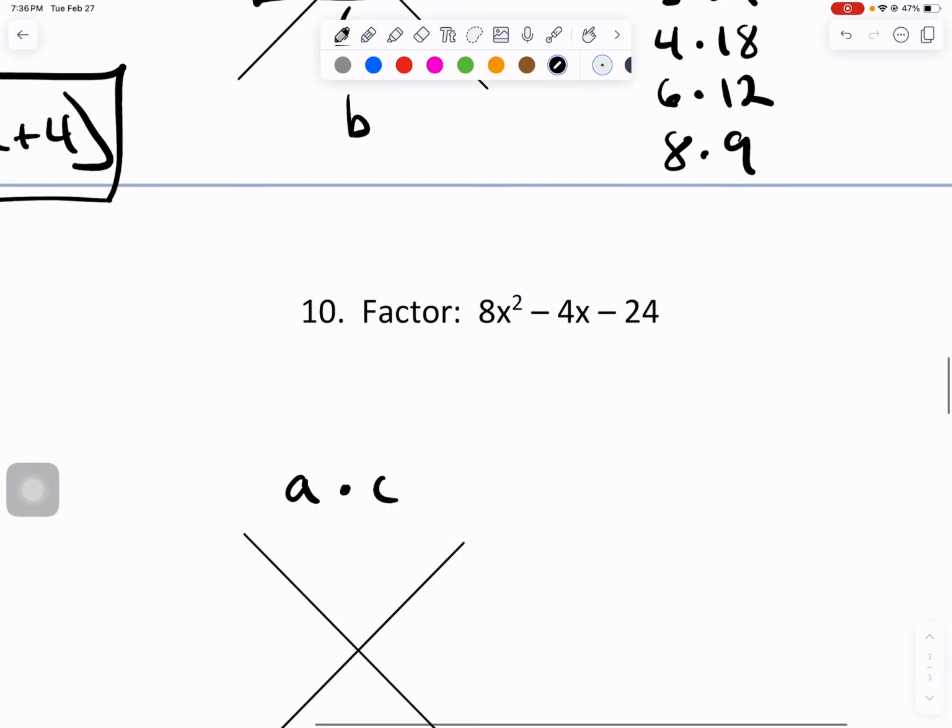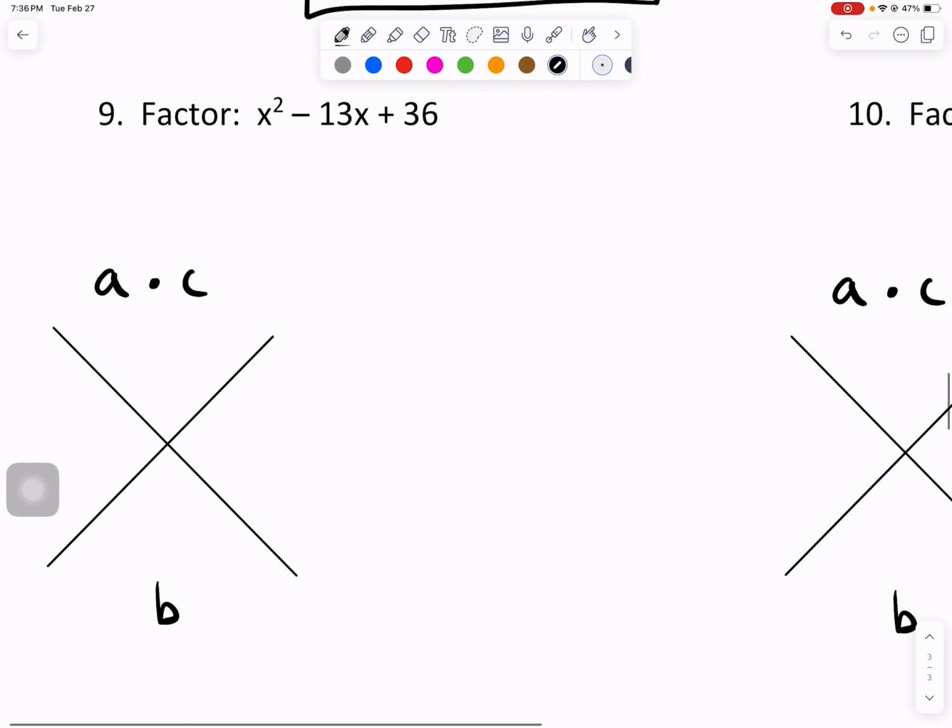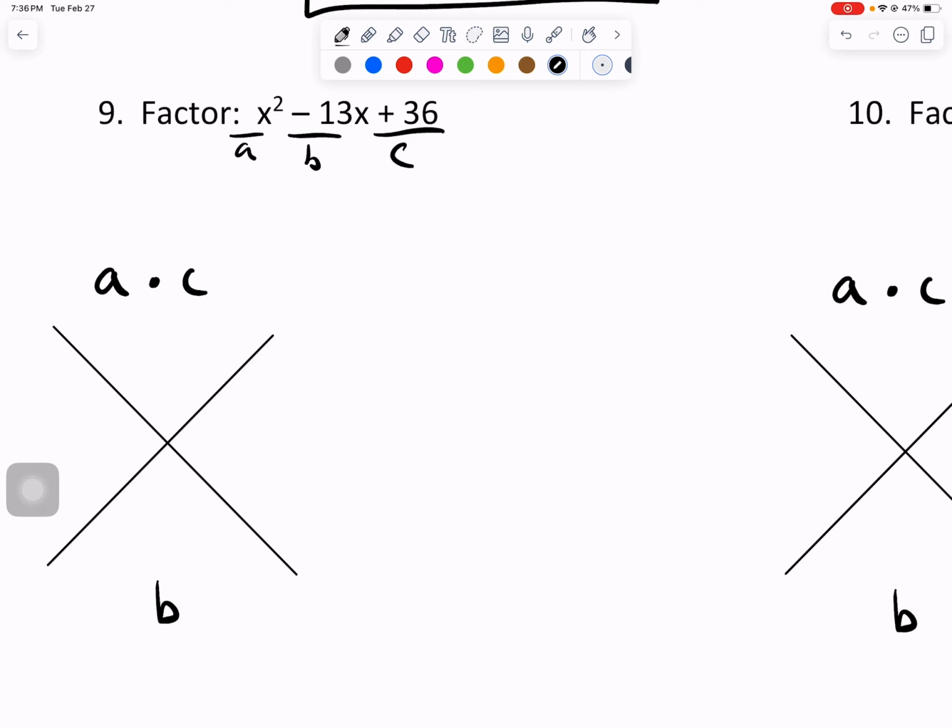Go ahead and box your answer, and we have just 2 left, and we will be completed with our review. All right, so again, let's just go ahead and identify A, B, C. 1 times 36 is 36. Our B value is negative 13. Let's go ahead and write out our factors.